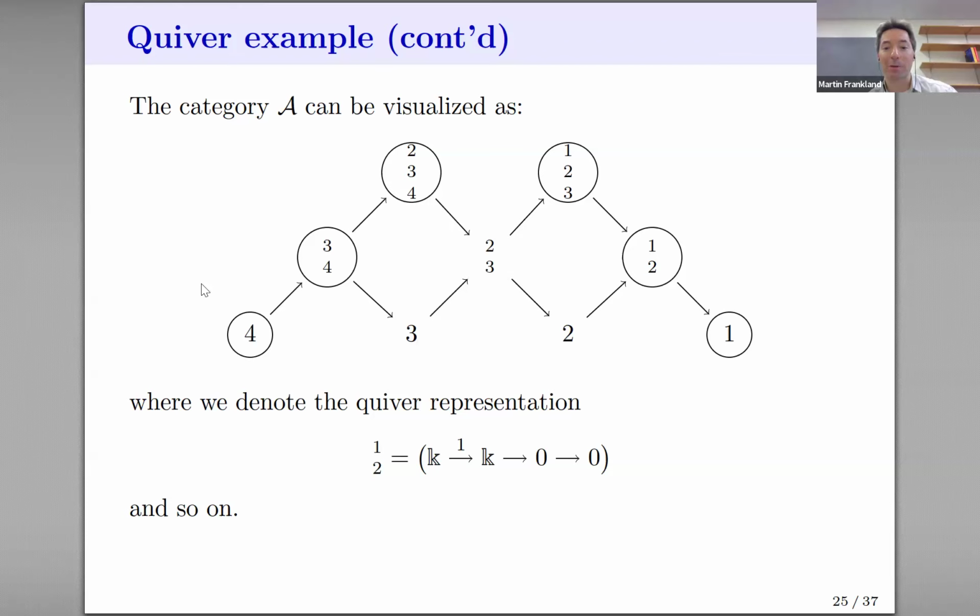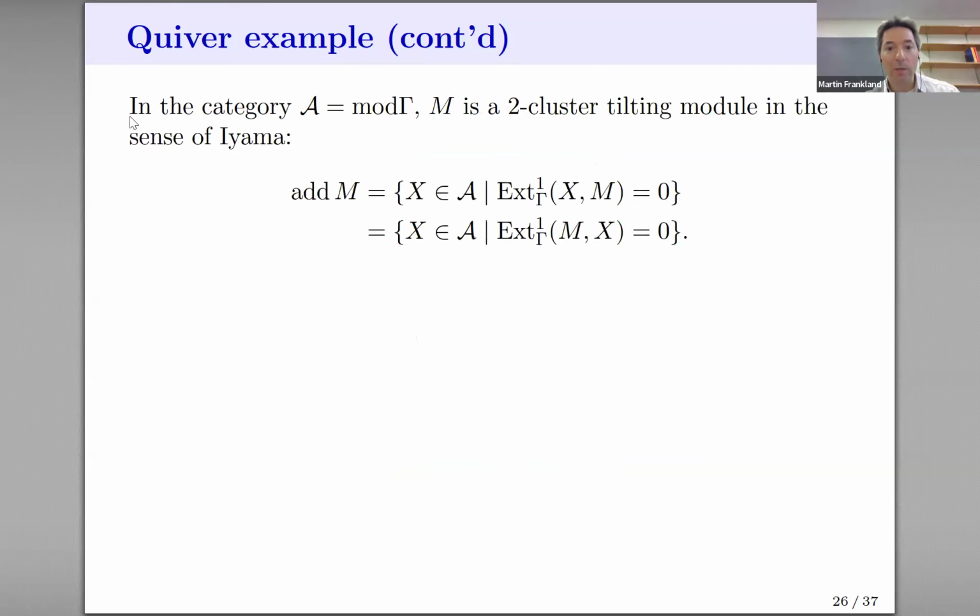And why are some of them circled? Well, it turns out that they live inside an interesting cluster tilting subcategory. And if you take the direct sum of all those encircled modules, gamma modules, that is going to be a two-cluster tilting module in the sense of Iyama. So this is the condition.